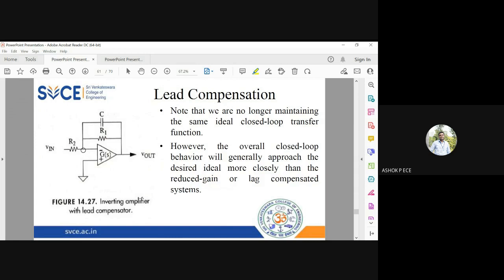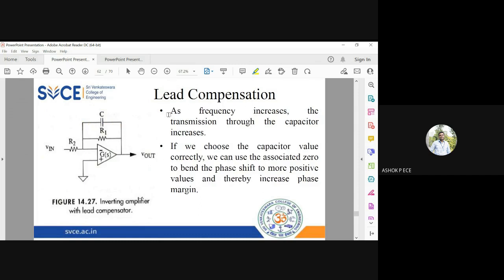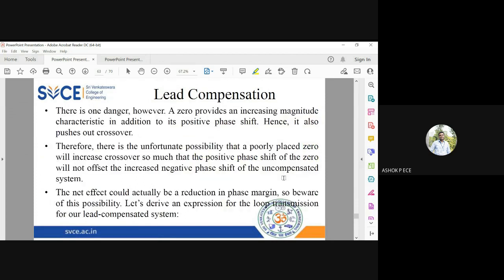So see here, instead of adding a capacitance and resistance in series, I am going to add a capacitance in the feedback path. You can see here, one capacitor is added in the feedback path. As the frequency increases, the transmission through the capacitor will increase. So if you choose the capacitor correctly, it will ensure that you get the required amount of positive phase margin.